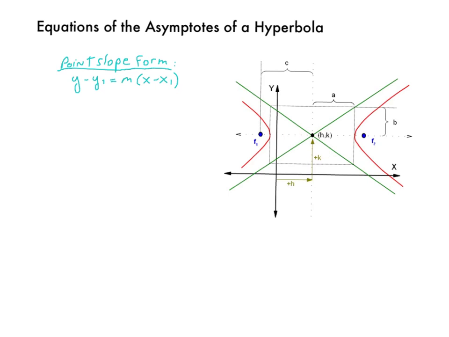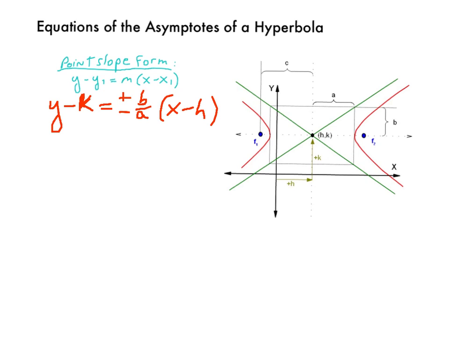So we can figure out the asymptotes like this. We have y minus the k value because it goes through H, K. And the slope, well, we said it's either going to be plus B over A or minus B over A. So this gives us our two asymptotes, and it's also going through the H value there. So this would be the formula for the asymptote.